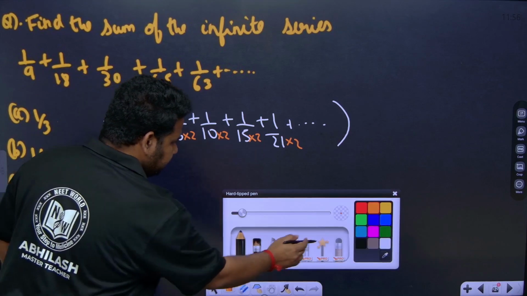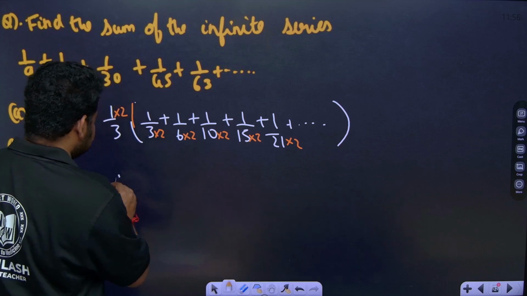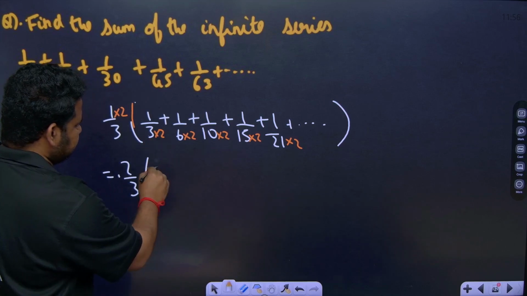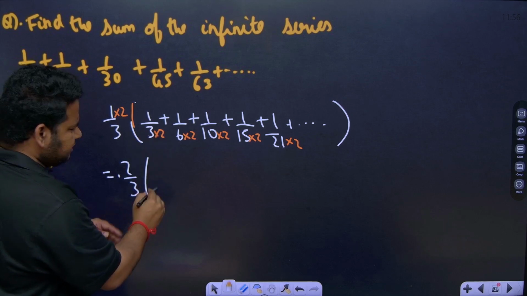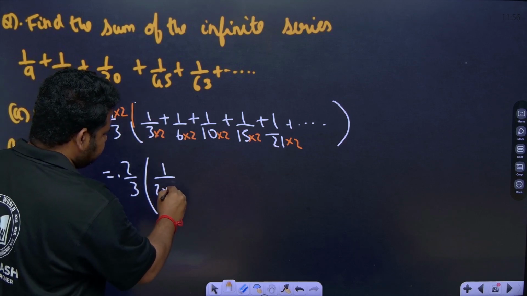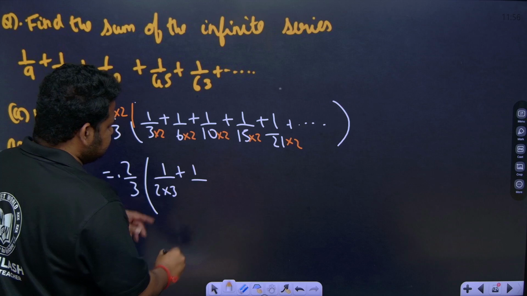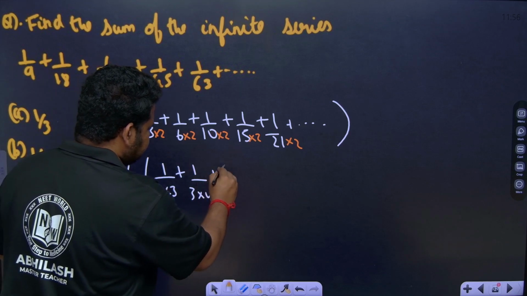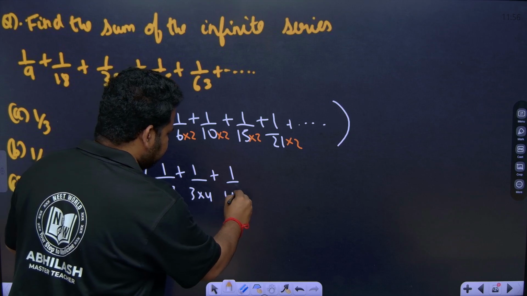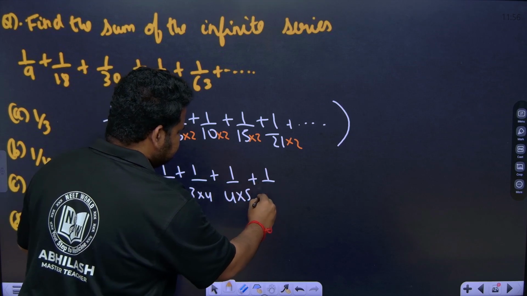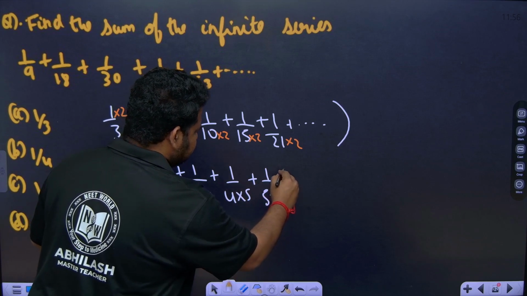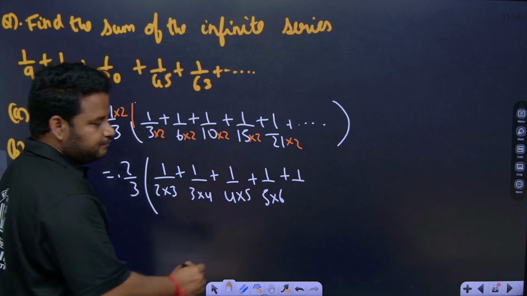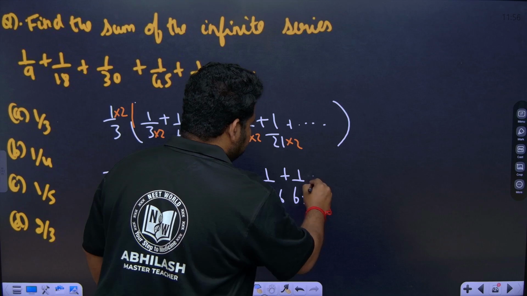Now this can be written as 1 by 2 by 3 outside, and instead of writing 1 by 6, I want 2 into 3. Plus, 6 twos are 12, which can be written as 3 into 4. 10 into 2 is 20, which I can write as 4 into 5. 15 twos are 30, which I can write as 5 into 6. Plus 21 into 2 is 42, which I can write as 6 into 7. Like this.